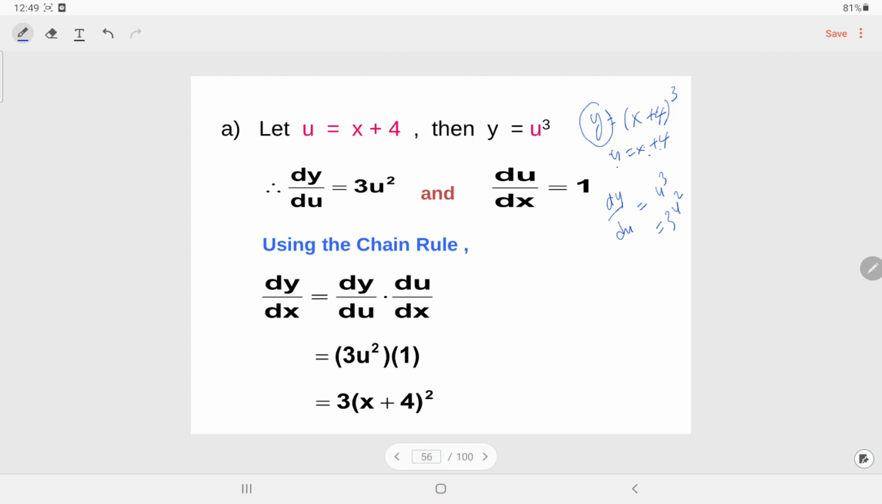And then du over dx equal to 1. Differentiate u equal to x plus 4, we get 1. So by using the chain rule, we substitute, and since u square is equal to this one, we get 3 times x plus 4 square.